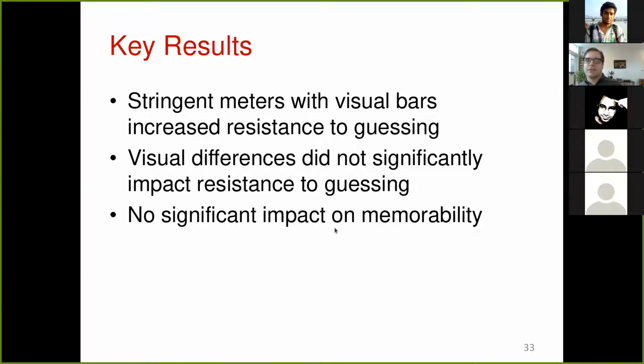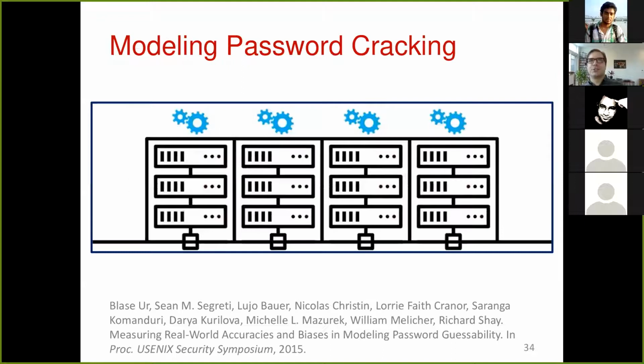Right. And what was especially interesting to us was that we didn't find a significant impact statistically on memorability across conditions. So even though passwords in these conditions, the stringent meters, were stronger, by our guessing model, people were not any more likely to have forgotten it by the second part of our study. Right. So ultimately, we took away from this, okay, well, password meters actually do something. That's cool.